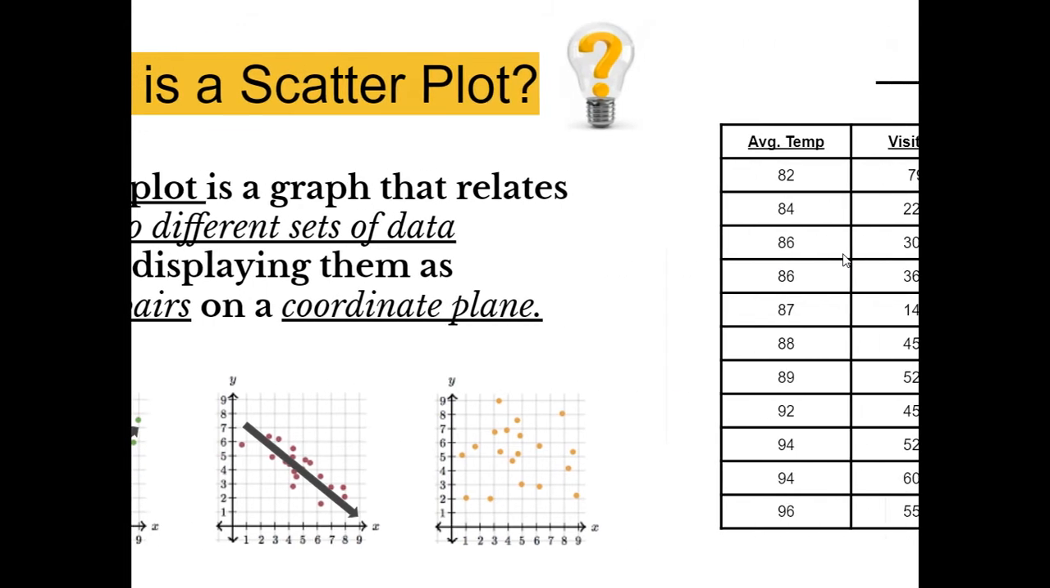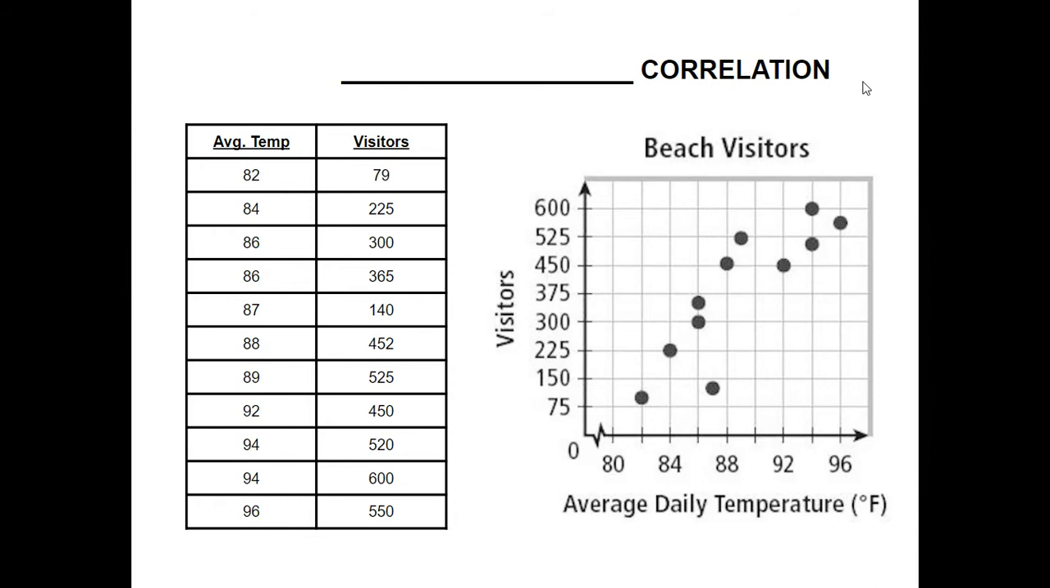Let's take a look at correlation. Here in this example, we see a graph with beach visitors. We can see the temperature, we can see the number of visitors. It must be a nice sunny day. As you can see, the temperatures range from 80 to 96. Take a look at the table. Can you see in the table that as the average temperature increases, the number of visitors at the beach also increases? Well, that would make sense.